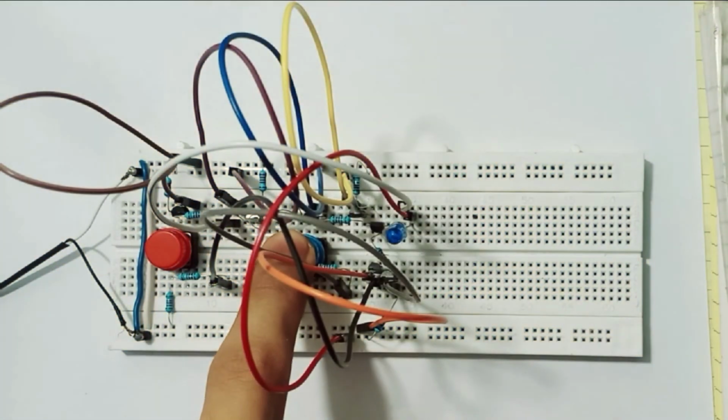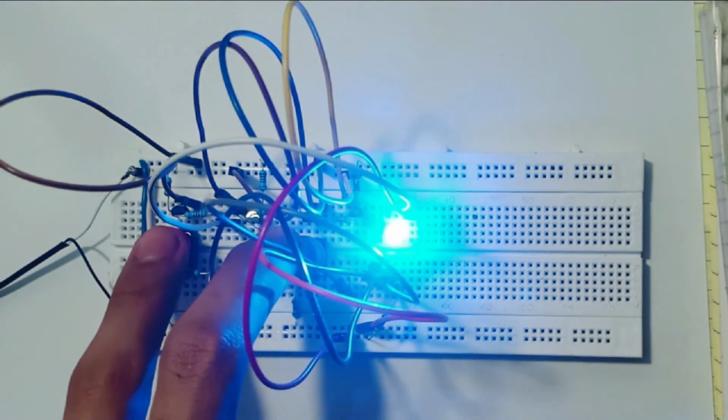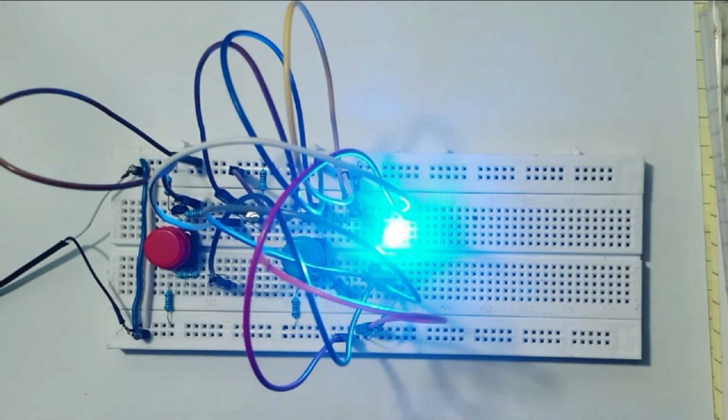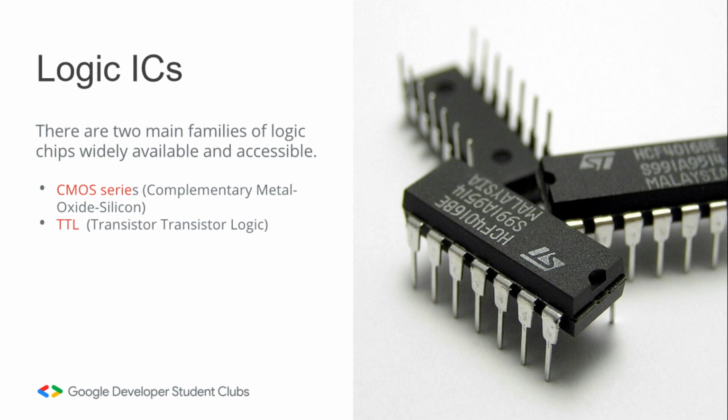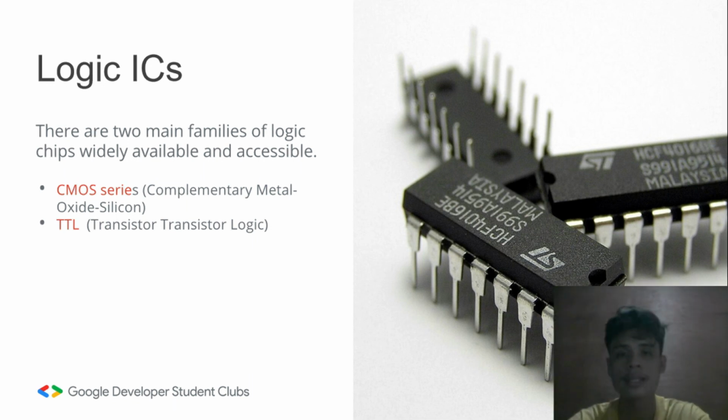So this one is the actual example of the XNOR gate. So finally, for our last topic, we have the logic ICs or logic integrated circuits.